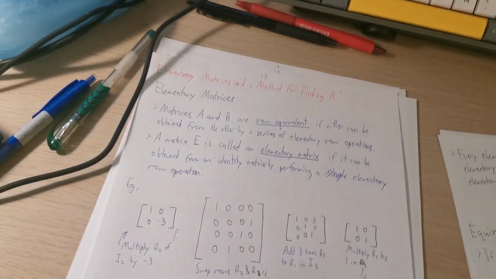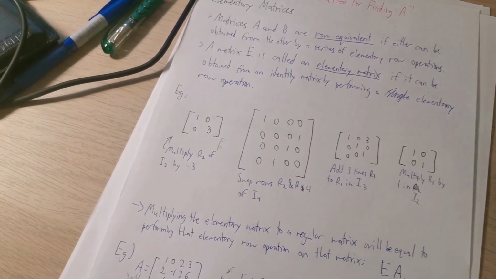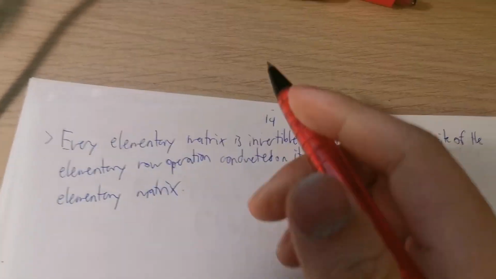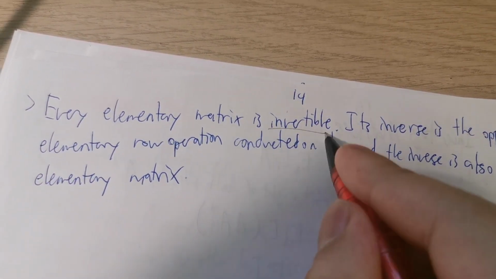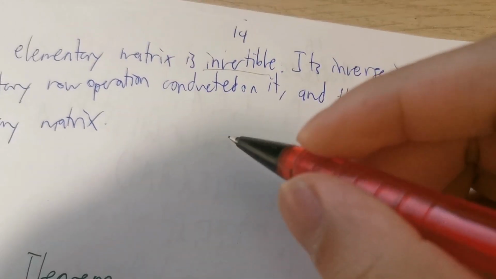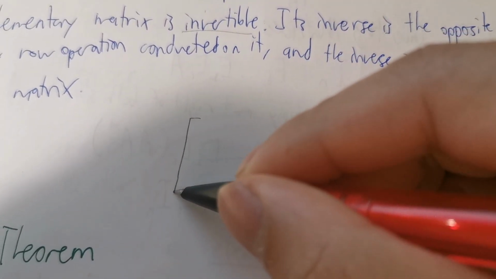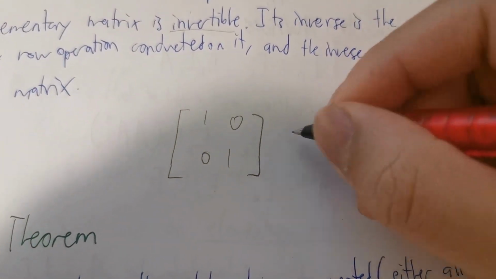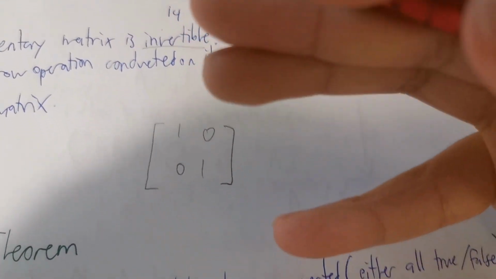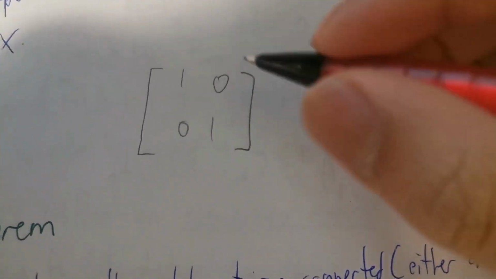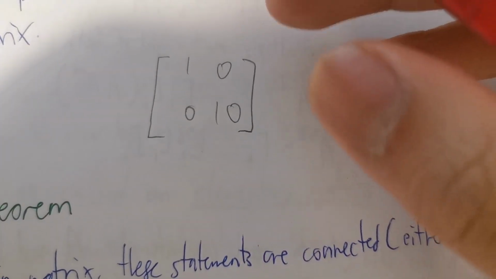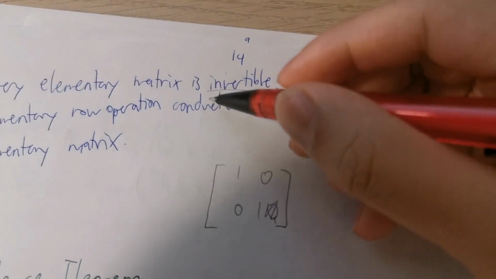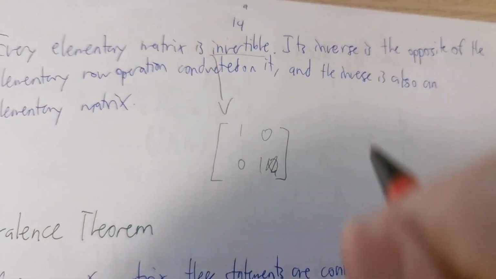So that's the idea behind elementary matrices, right? And we can see here, every elementary matrix is invertible, right? That's because it's just one step away from the identity matrix. If we have 1, 0, 0, 1 here, you can do something to swap it, and you can just swap it back. So it's easily invertible. If you change this to be times 10, you can just times 1 over 10 and then it goes back to normal. So that's why they're all very easily invertible.